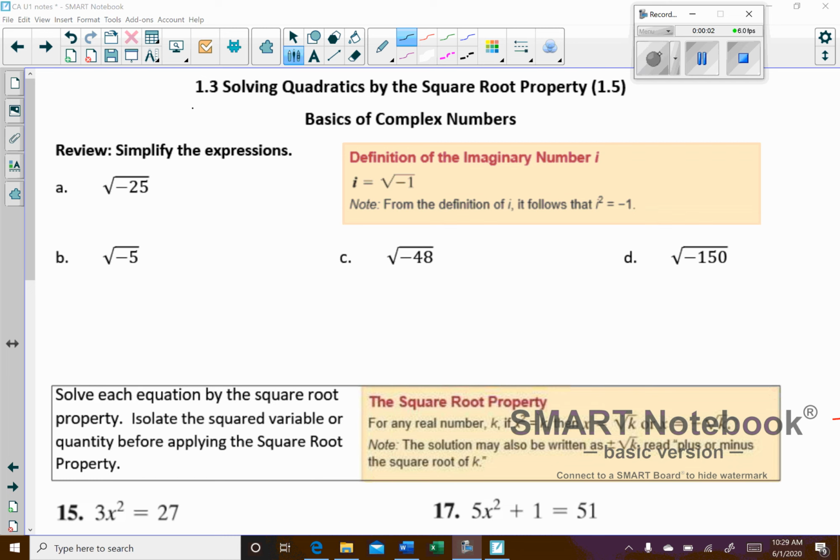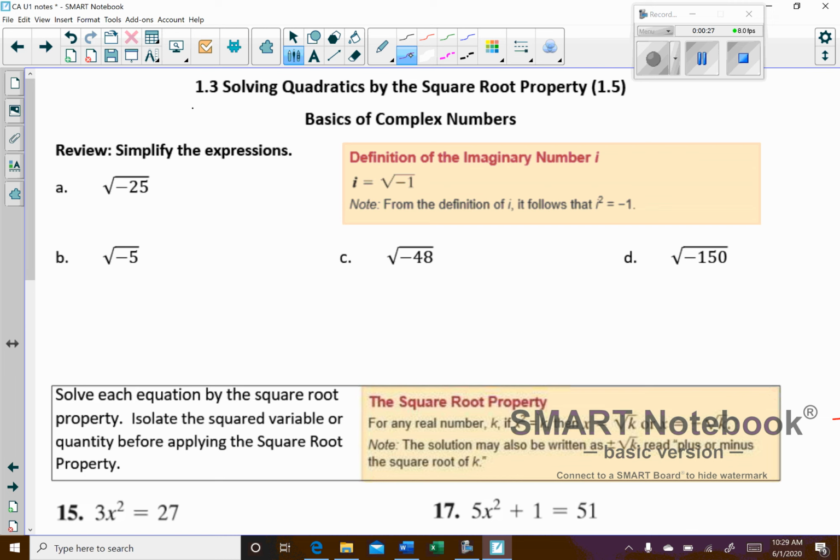Okay, so now we're going to look at solving quadratics by the square root property. A moment ago we were doing factoring. Now we're going to look at some other methods of solving quadratics. Remember, quadratics are when they have a power of 2. Before we do that, we're going to review complex numbers.